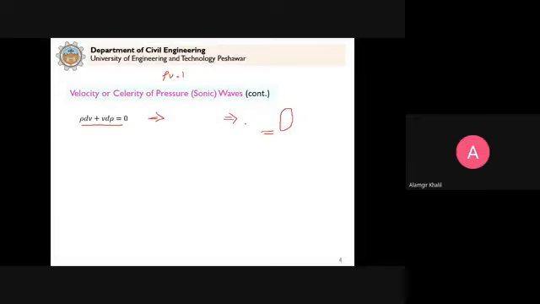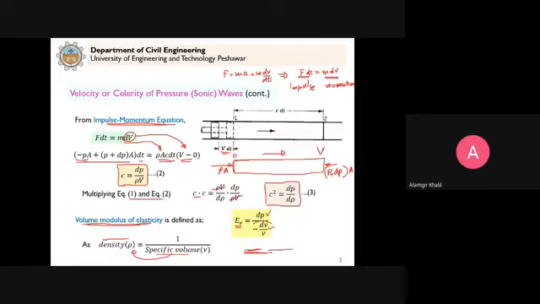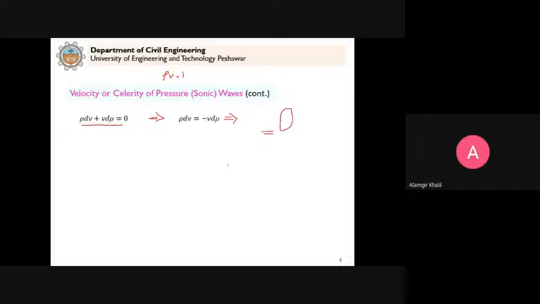Now it means that in the volume modulus of elasticity I can replace this by d rho by rho. So now this EV is equal to dP divided by d rho by rho. This can be rearranged like this, and now we get dP by d rho. This is the change in pressure, this is the change in density. So dP by d rho is equal to EV by rho.